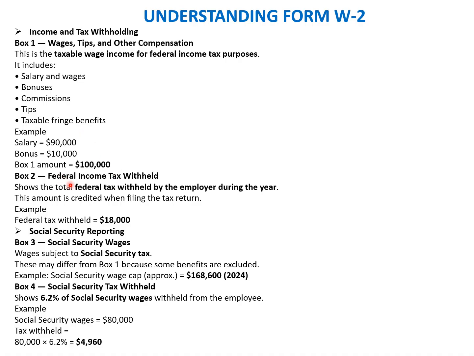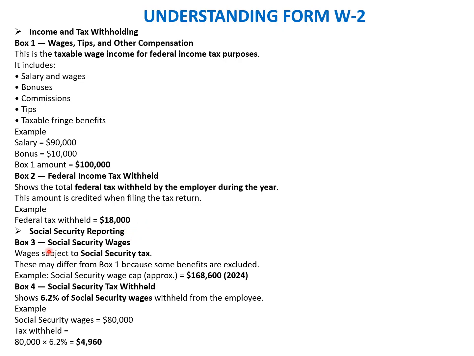Then we'll move to the next box, which is the federal income tax withheld, which shows the total federal tax withheld by the employer during the year. So this amount is credited when filing the tax return. For example, the total federal tax withheld is 18,000. This is the eligible credit that is available to an individual, and that can be claimed as a credit when filing the final return in Form 1040.